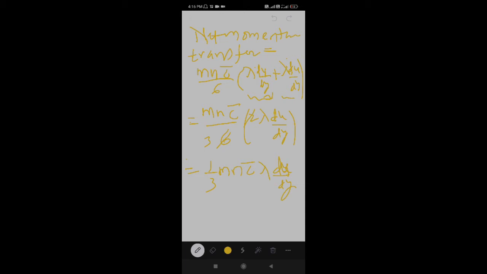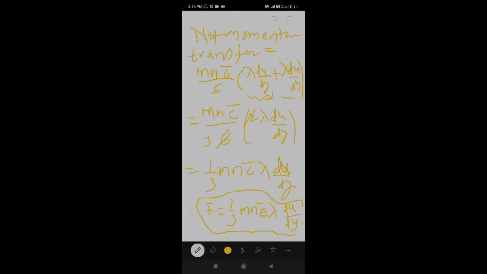But according to Newton's second law, rate of change of momentum is equal to the force, isn't it? You recall Newton's second law. Therefore, whatever you derived is nothing but the force. Particularly this is a tangential force, 1/3 m n c bar lambda du by dy. So you got the expression for force.